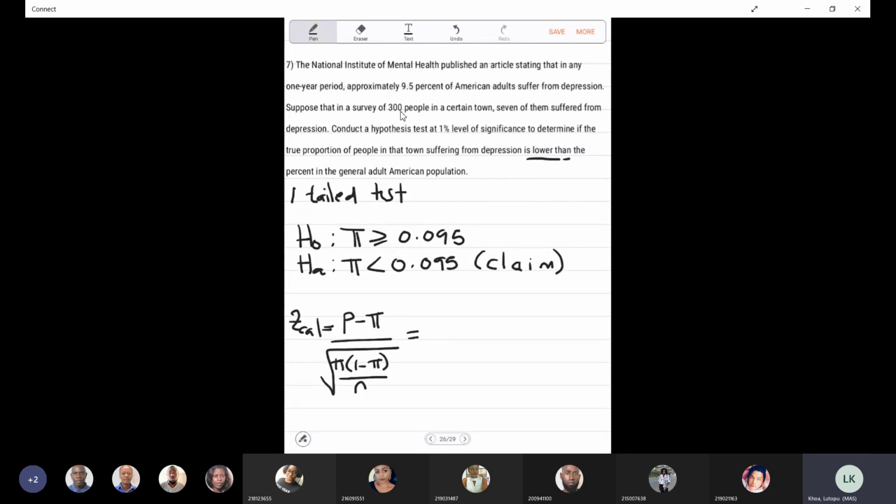So we had a sample of 300 people, and how many people in that sample said they suffered from depression? It's 7. So our P is going to be 7 over 300. And then pi is whatever we have in our hypotheses, 0.095. And then this is all divided by this big square root of pi, 0.095, times 1 minus 0.095. This should all be under the square root. Divide by n, which is 300.